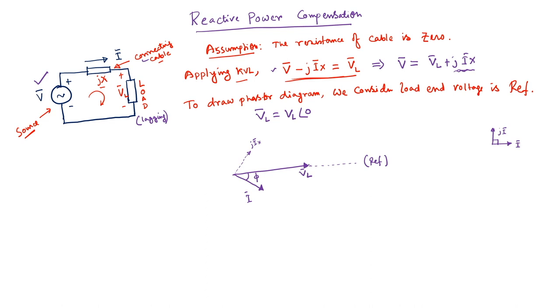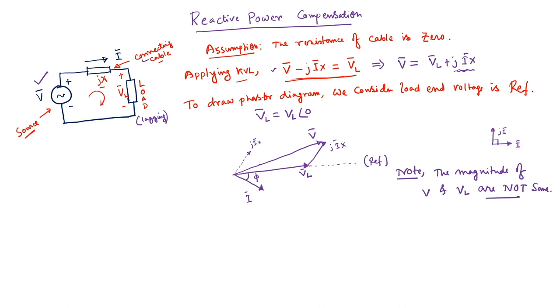Now, if we add these two, which is representing jIX, then what we will get is the source voltage, that is V. Okay. Now, note that the magnitudes of V and VL are not the same. So, looking at this phasor diagram, this is the phasor diagram we developed.